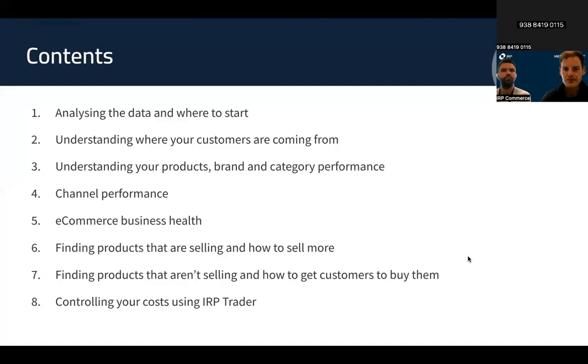Today we're going to be covering off a number of key areas, but fundamentally we'll be focused on utilizing IRP Trader, analyzing the data and where to start, understanding where your customers are coming from, breaking down channel performance, e-commerce business health, and then looking at products that are selling well, but also products that aren't selling well, and how do you get your customers to buy them. And then the last point is around controlling your costs on IRP. You understand where your money is being spent, where it's profitable, and what products to continue to push versus ones that you need to scale back on.